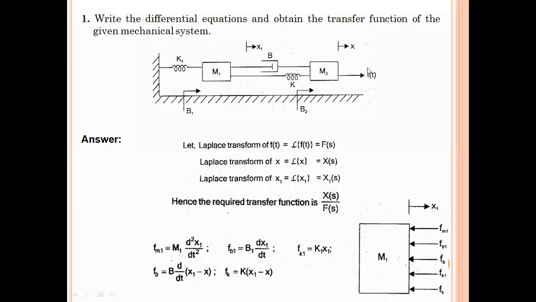So the Laplace transform of input and output will become x of s by f of s. X of s is the output, right? By applying the Laplace transform, it will become x of s and the input will become f of s. So we need to obtain x of s by f of s. This is the first rule. And second rule, in order to obtain the transfer function, we must derive the differential equation.